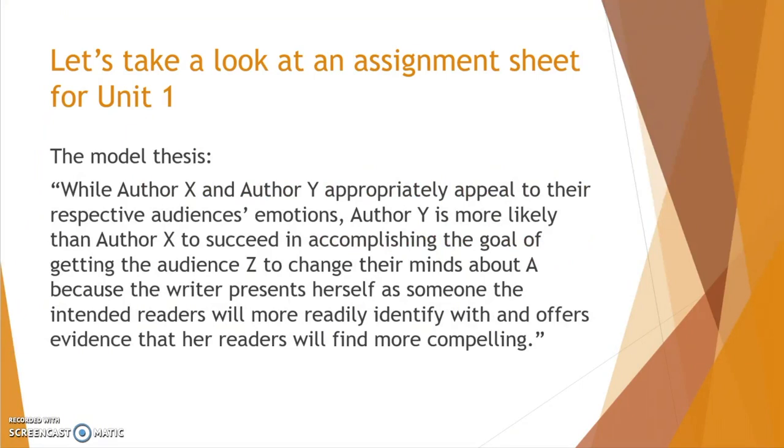It reads, will author X and author Y appropriately appeal to their respective audience's emotions? Author Y is more likely than author X to succeed in accomplishing the goal of getting the audience Z to change their minds about A because the writer presents herself as someone the intended readers will more readily identify with and offers evidence that her readers will find more compelling.